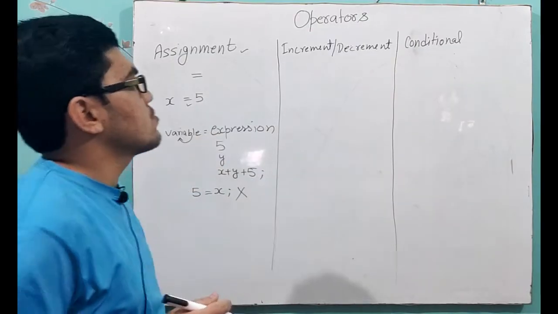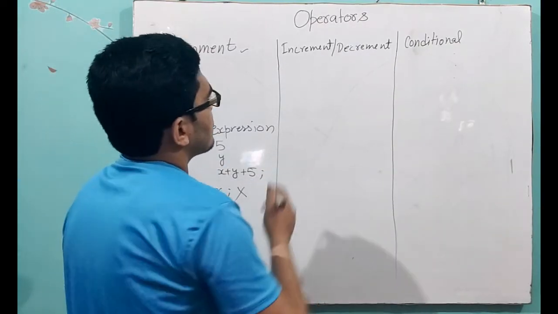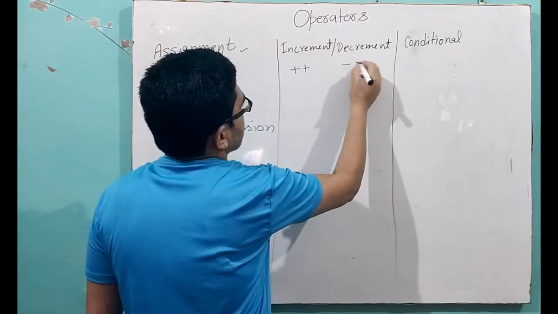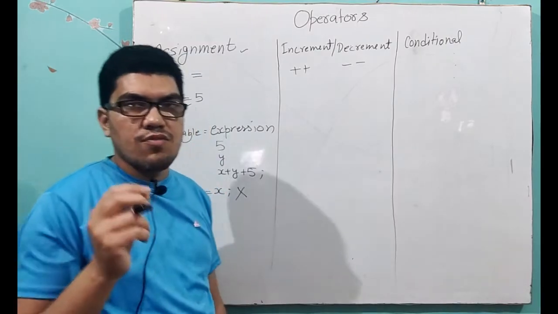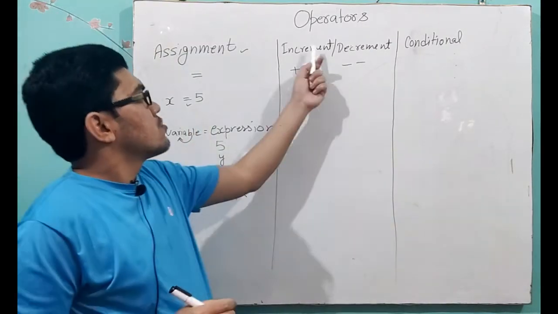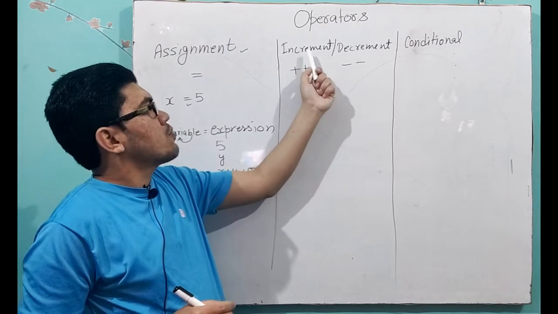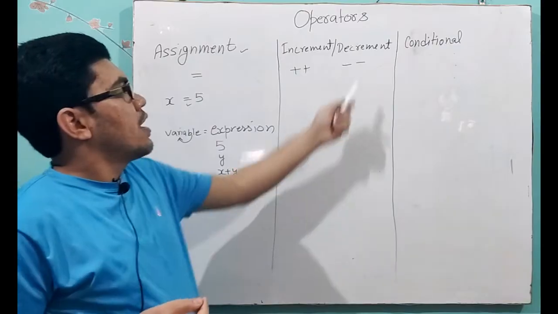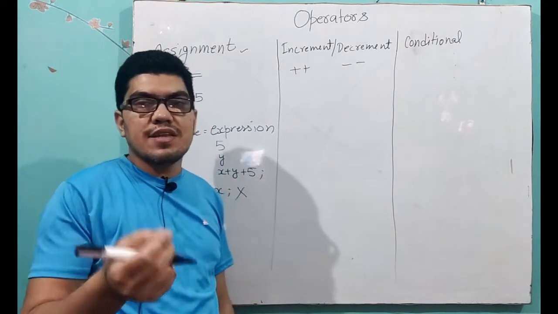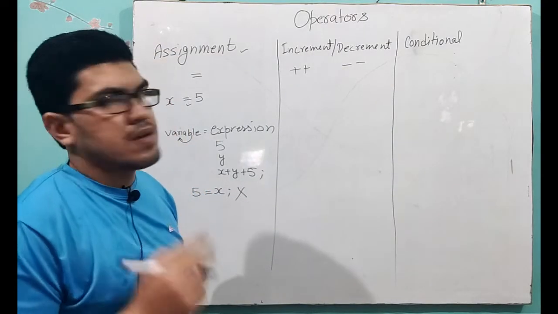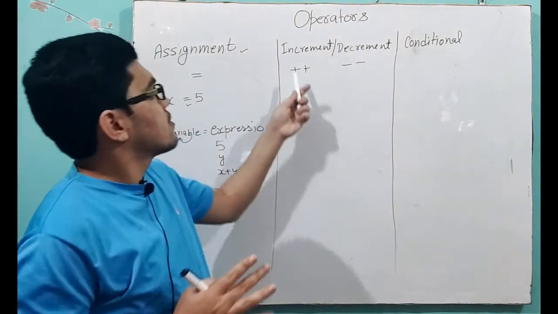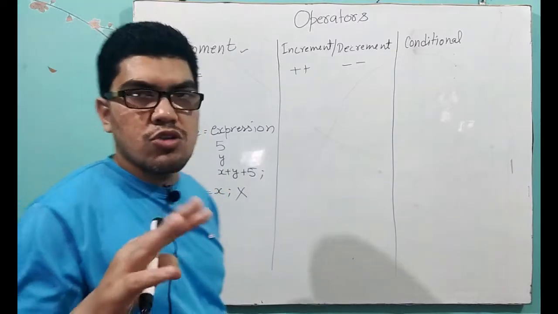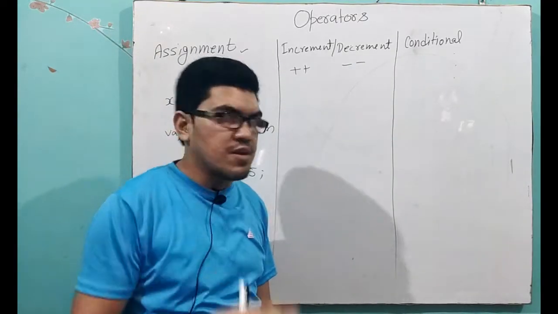Okay, now let us move to the increment decrement operator. This is the increment operator and this is the decrement operator. The work of these operators is: the increment operator is used to increase the value of a variable by 1, and the decrement operator is used to decrease the value of a variable by 1. Both will increase or decrease the value by exactly 1, not more than 1, not less than 1.